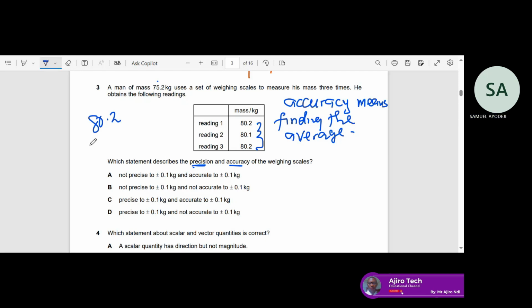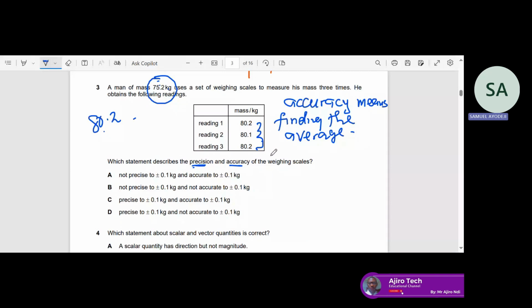It's too far. You can see now, it's too far to the actual value. That means not accurate. To be accurate means when you find the average, if it's close to the actual value, that means it is accurate. But you can see the difference, 75.2 then 80, about 5 kg different. That was too far. So in this case, it is not accurate.